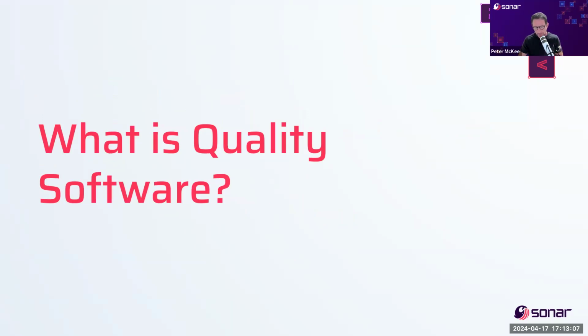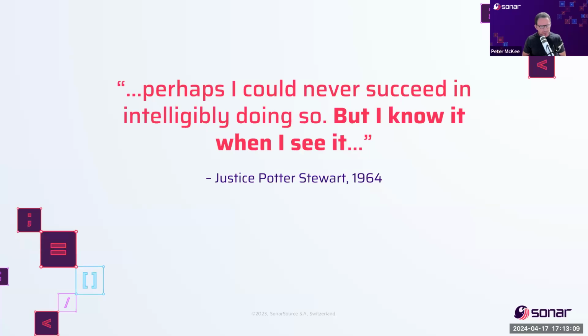So what is software quality? Justice Potter Stewart was a Supreme Court justice back in 1964. They were working on a case around obscene content, and some reporters asked him, how do you define obscene content? And he said, well, a bunch of things before this, but he said, perhaps I could never succeed in intelligibly doing so, but I know it when I see it, right? And I think as software engineers, this is how software quality works, right? We don't necessarily know how to define it, how to clearly state what quality software is, but we know it when we see it, right? We know when we look at code bases that are structured well or written well. We know it when we see it.